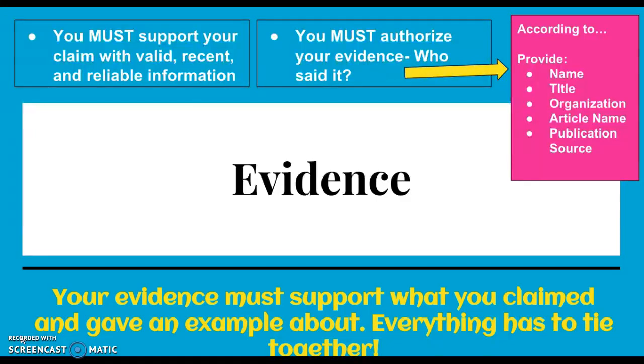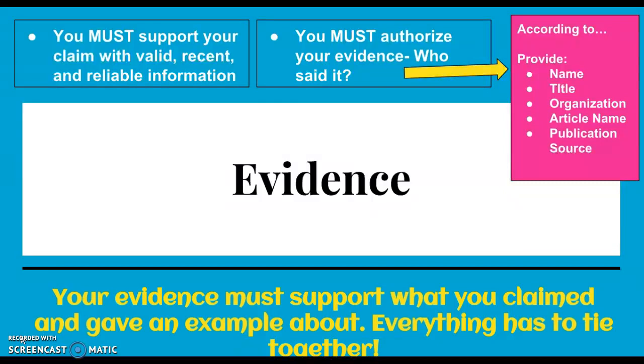Next is your evidence. This is incredibly important to include. You have to use valid, recent, and reliable information. If you don't, why should anyone believe you? And then you have to authorize that. So who said it? If you don't do this, again, no one's going to believe you. You could have just made it up.